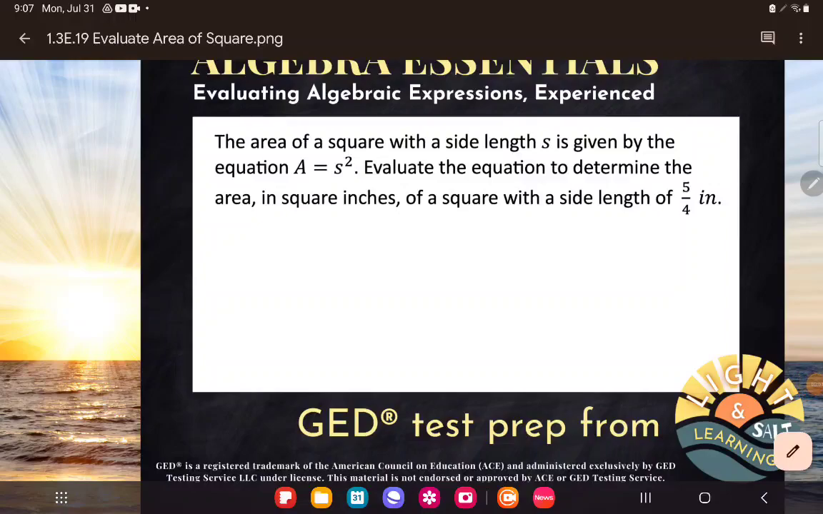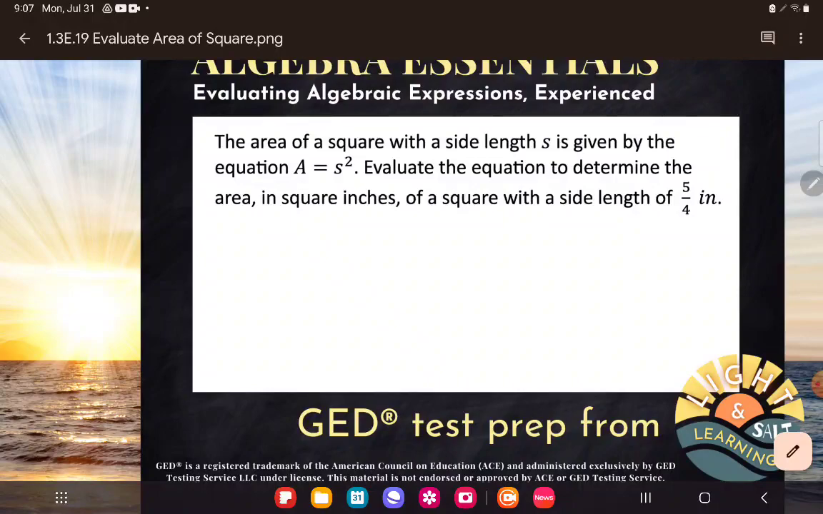Hey, algebra student, I want to show you how algebra can make word problems simpler. Let's take a look. It says the area of a square with a side length s is given by the equation A equals s squared. Okay, that's some interesting information. But what am I supposed to do with it?